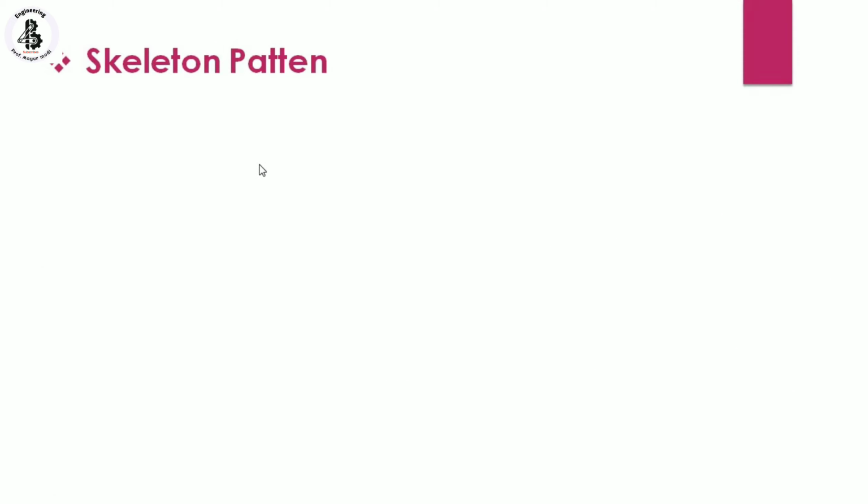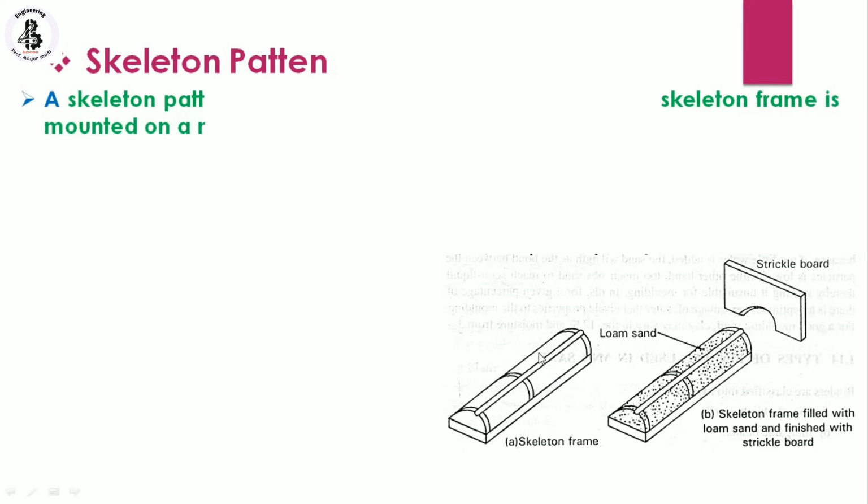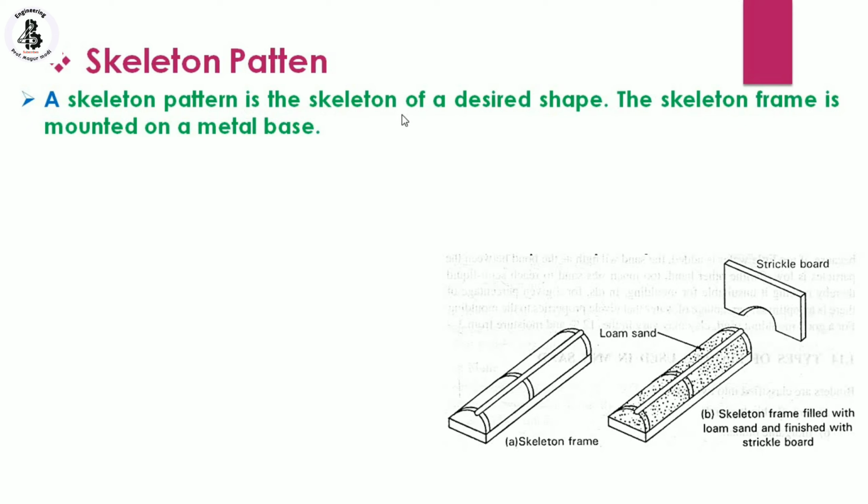Then the next pattern is the skeleton pattern. You can see the shape and size of the skeleton pattern. Here A is the skeleton frame, and the second is loam sand, which is fixed, and with the help of a strickle board all the boards are fixed. So the skeleton frame is filled with loam sand and finished with the strickle board. That is a similar kind of arrangement to construction sites. If the cast product is large, you select a skeleton pattern. A skeleton pattern is the skeleton of the desired shape.